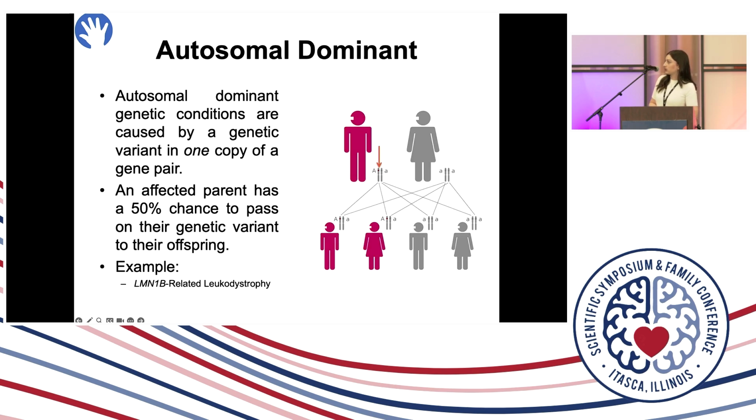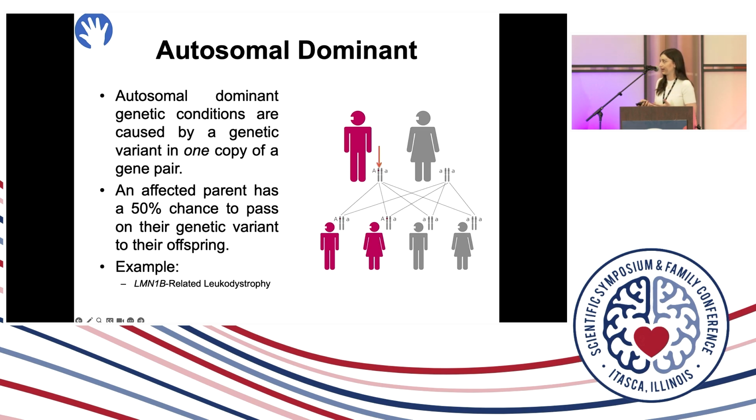Starting with autosomal dominant, genetic conditions are caused by a genetic variant in one copy of the gene pair. So looking at the schematic that's here on the slide, we can see that the individual that is here in pink, this is our affected individual. Looking at their genes right here, they have 2 copies of those genes.